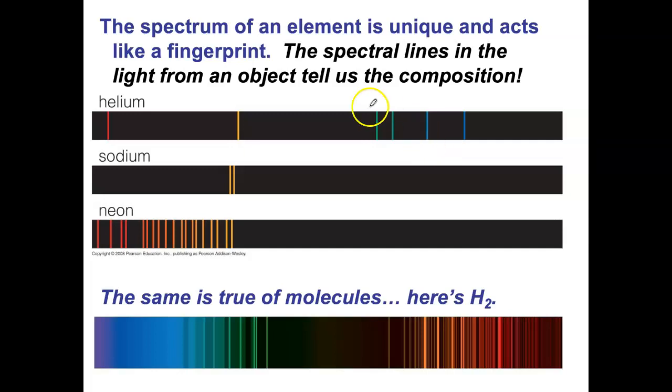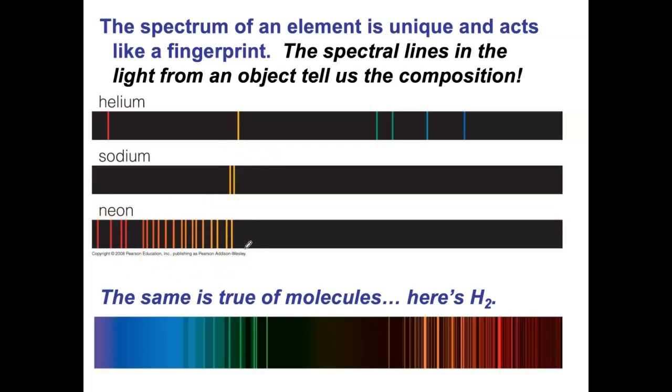And so each element's emission spectrum is like a fingerprint. That pattern of colored lines uniquely identifies that element. And every atom of helium in the universe only gives off this pattern of lines. Every atom of sodium only gives off these lines. Every atom of neon only gives off these lines.